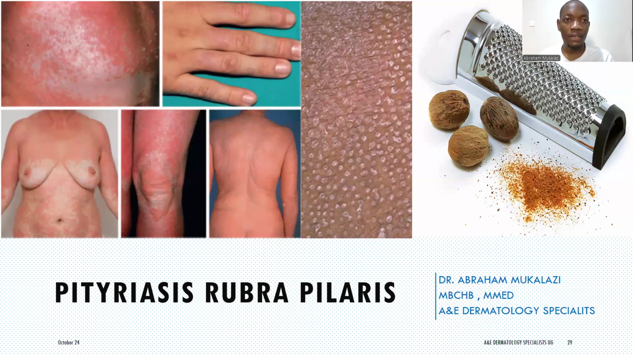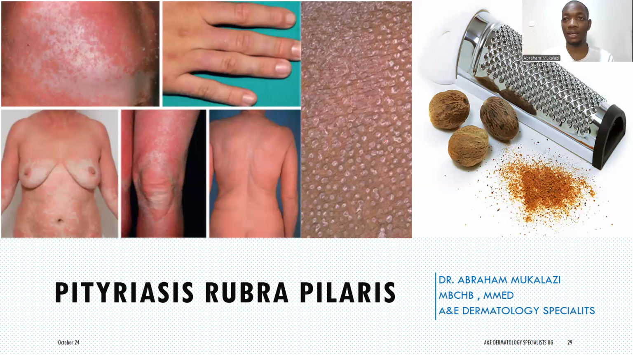Hello, everyone. So today we shall take a quick review on this condition we call Pityriasis Rubra Pilaris, and it is one of the conditions that is grouped under papulosquamous disorders, where we have psoriasis, PLEVA, and PLC. So now we are looking at another condition we call Pityriasis Rubra Pilaris. This is one of the conditions that we need to take a look at.